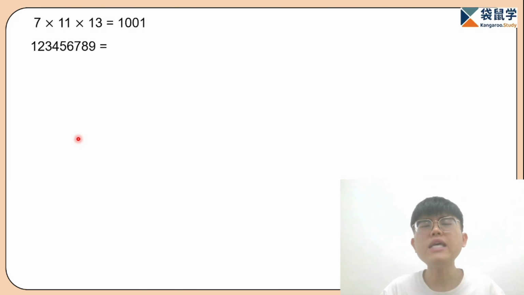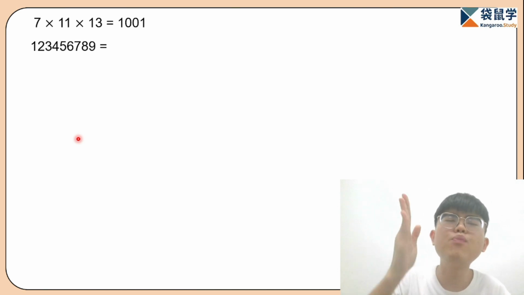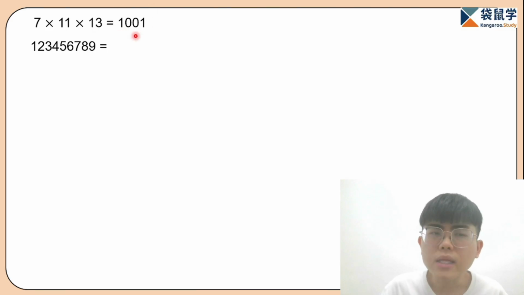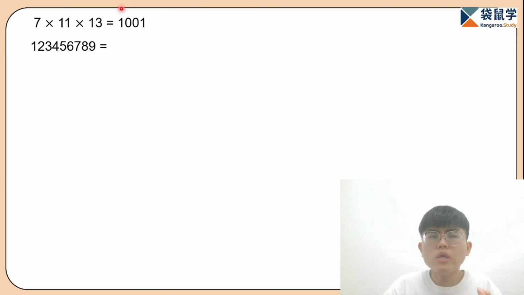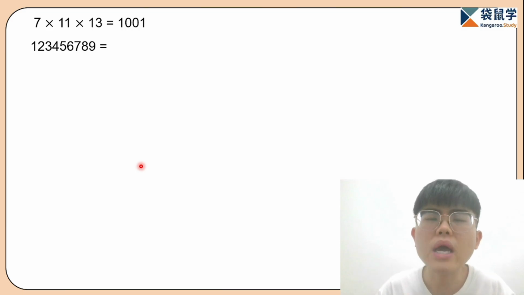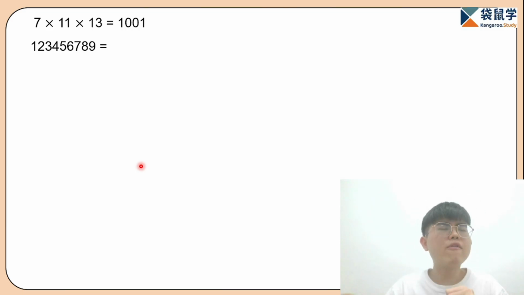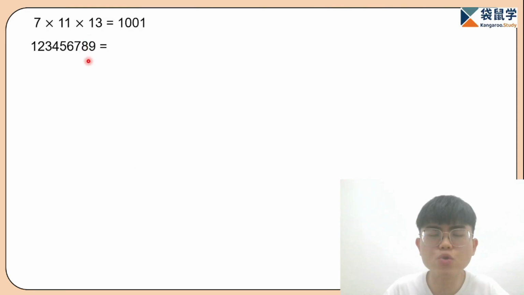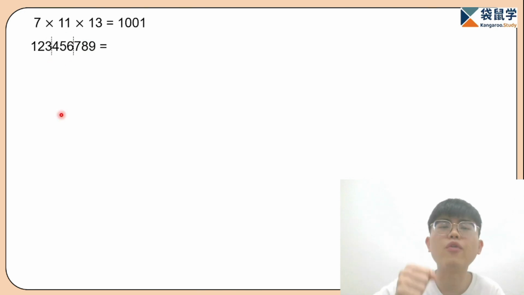For this, we have to use the place value principle to split our number. Now think about it. This 1001 is a multiple of 7, 11, and 13. So 1001 is closest to which whole number? We know that it is closest to 1000, right? In 1000, there are 3 zeros behind it. So we split our number into parts of 3 digits each, starting from the right.